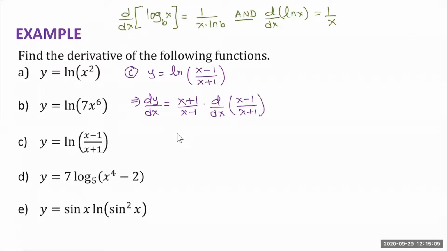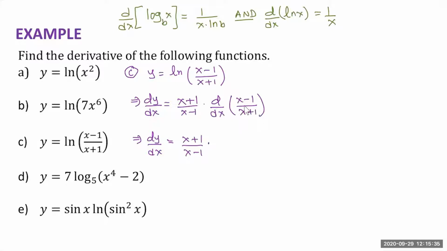Okay, so next step will be dy over dx is equal to, here we have x plus 1 divided by x minus 1 multiplied by, now here you can see we have derivative with respect to x of this quotient because you have numerator over denominator. And if you remember, whenever we have numerator over denominator, we use the quotient rule.